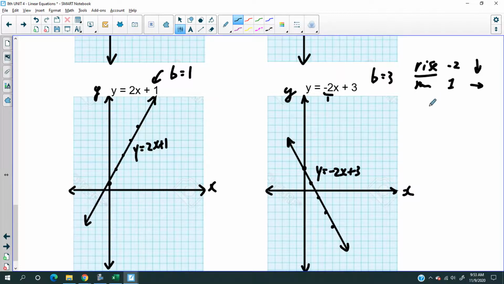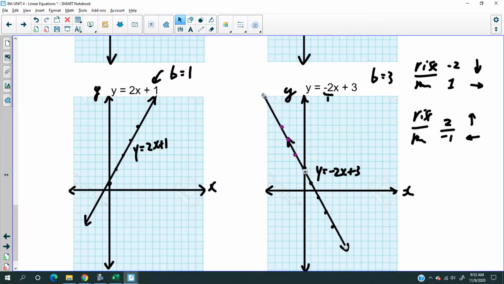Now, some of you might say, yeah, but Mr. Ring, this is also true, because this can also mean 2 over negative 1. That means you go up 2 to the left, which doesn't change anything. Watch, I'll use a different color. If I start here, where do I start? At 3. I go 2 up, 1 to the left, 2 up, 1 to the left, 2 up, 1 to the left. Same line. See that? It's the same line, so everything is okay here. So that's up to you.